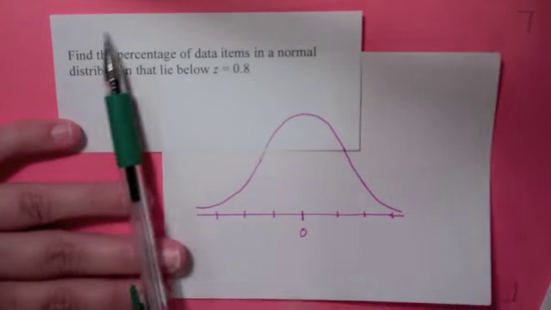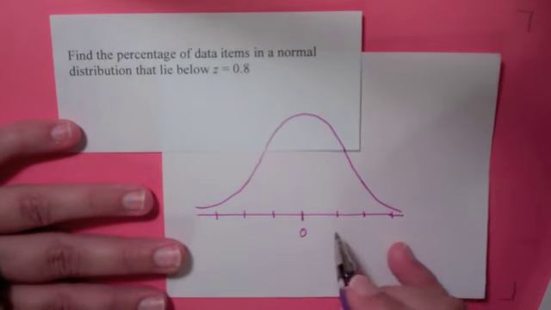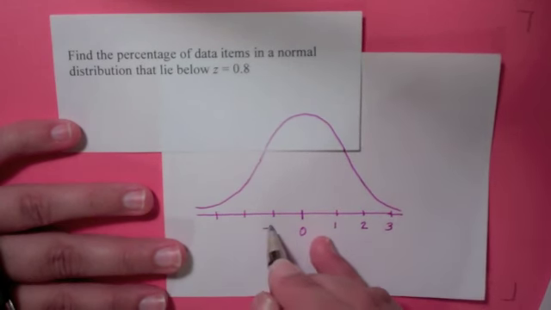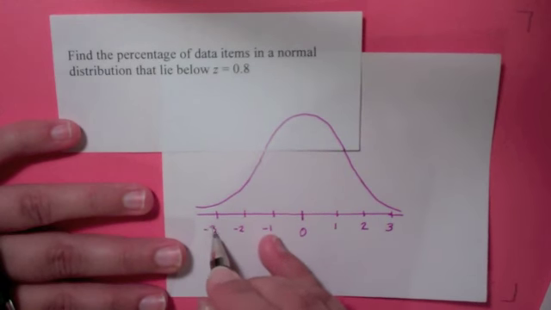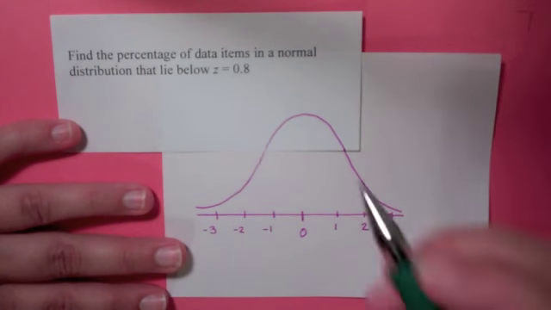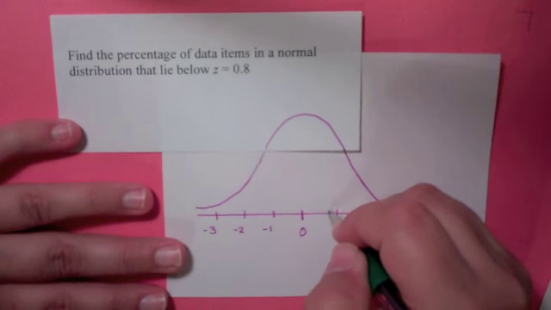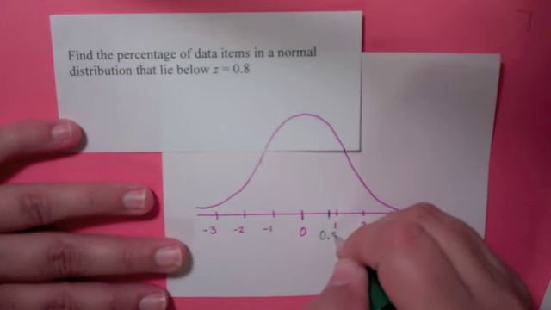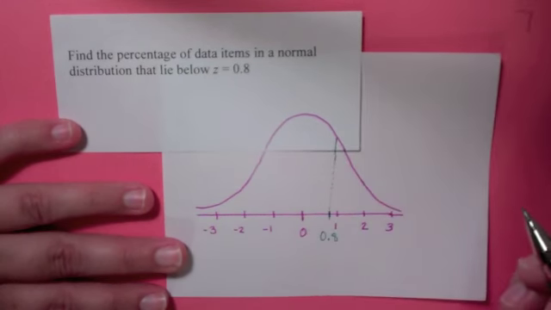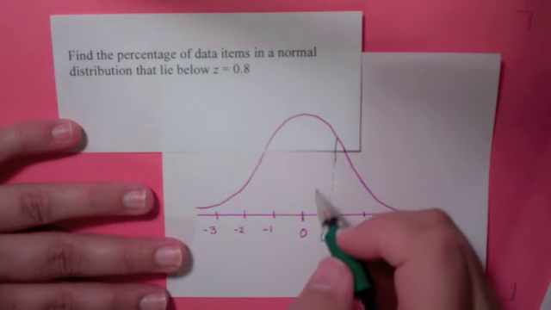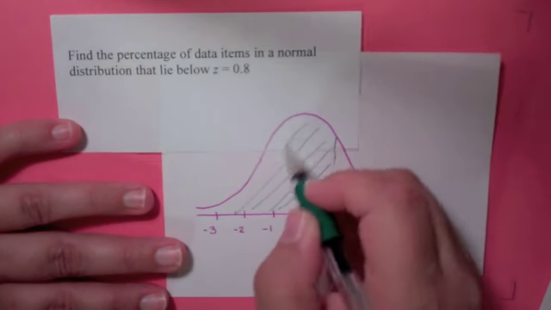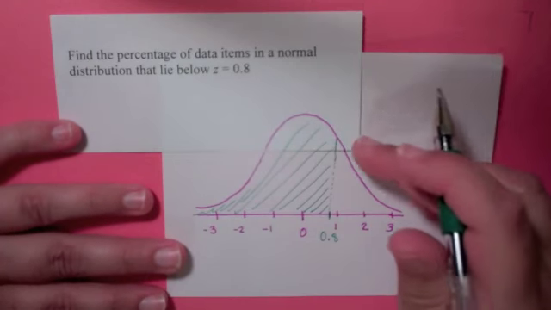Well, remember that in a normal curve, each one of these is a standard deviation. So if I'm looking for z equals 0.8, that would be just about here, right? Okay, so 0.8 is right around here. Can't draw straight. And I want below 0.8, which would be this part of my curve.